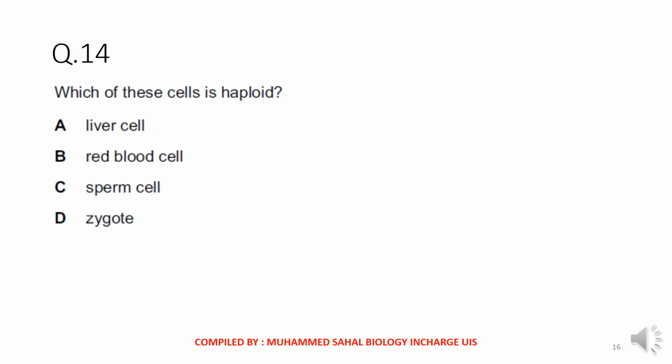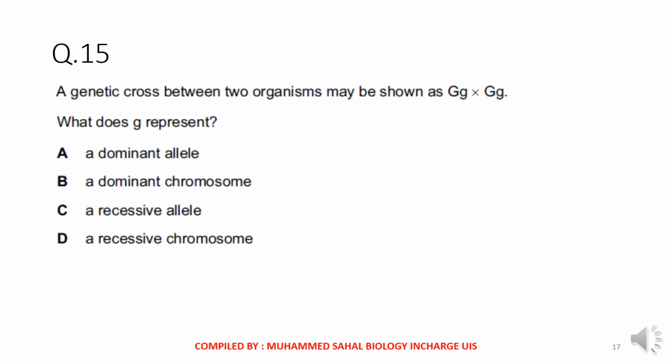Question number 14. Which of these cells is haploid? The answer is C. A sperm cell. A genetic cross between two organisms may be shown as G small g times G small g. What does small g represent? Answer is C. A recessive allele.